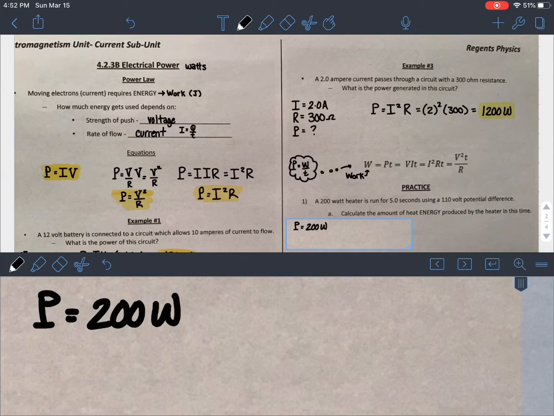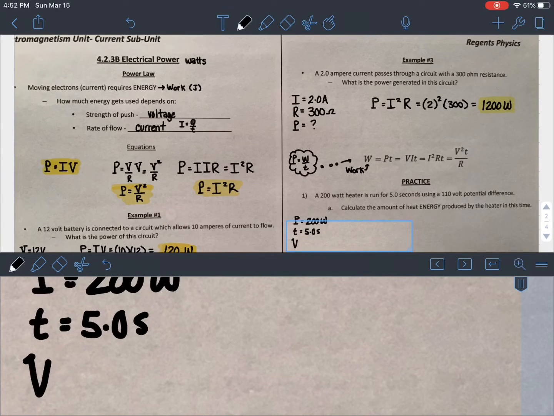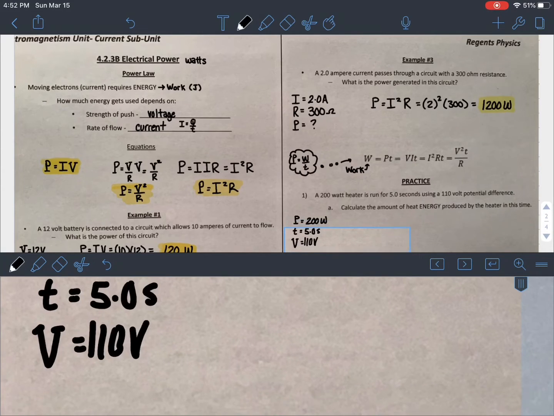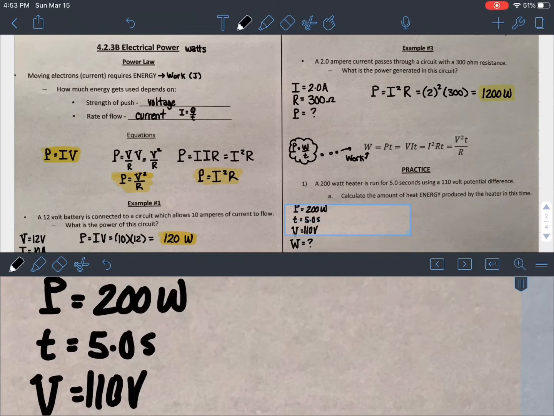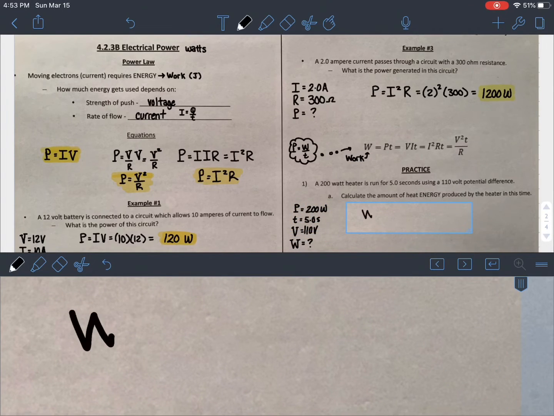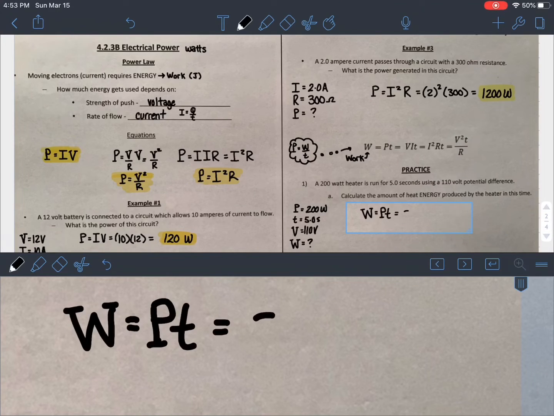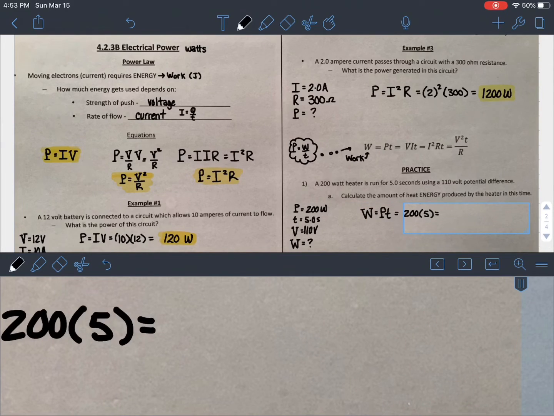I see 200 watts. I'm going to stop. I'm going to write down P equals 200 watts. It's run for 5 seconds. The voltage is 110 volts. And they are shouting energy at us in caps to remind us that this does refer to work. It's a little more tricky to remember that one because it's a different word. We're just going to use work equals power times time. We're going to get 1000 joules.